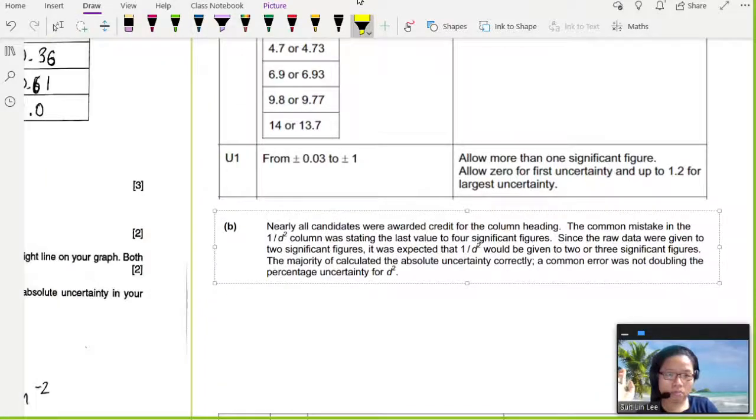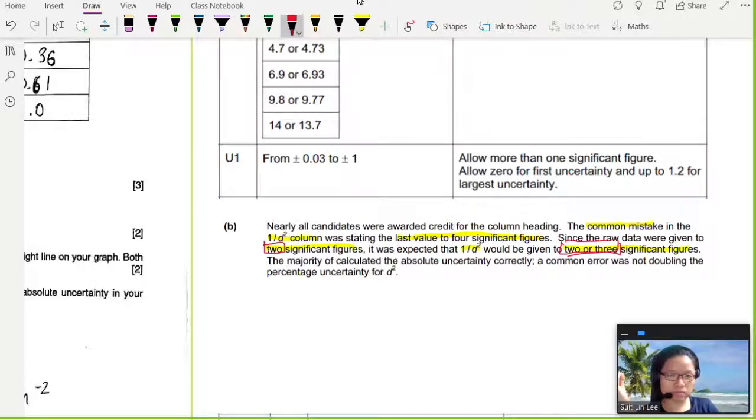Okay, so since the raw data given is to 2SF, I'll highlight this because this is important. Okay, a common mistake in the 1 over d square column was stating the last value to 4SF. Raw data is given to 2SF. So your 1 over d square must be 2 or 3SF. Wow, this one very familiar, right? This is from paper 3. So this is a common practice whenever you do table values. Alright, so just be aware, 2 or 3SF.